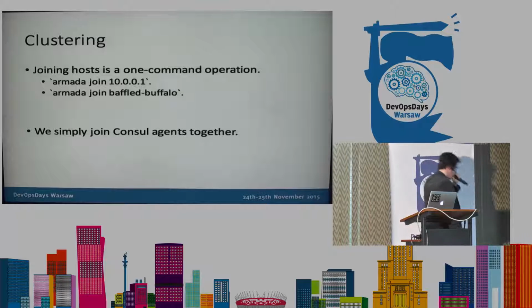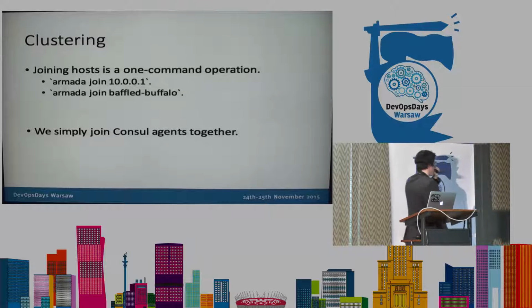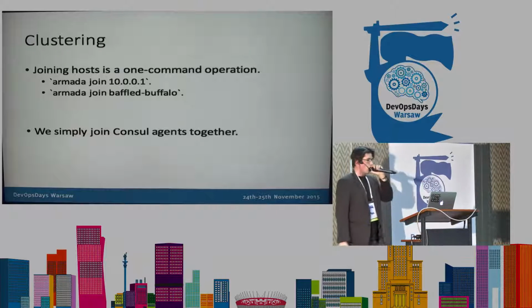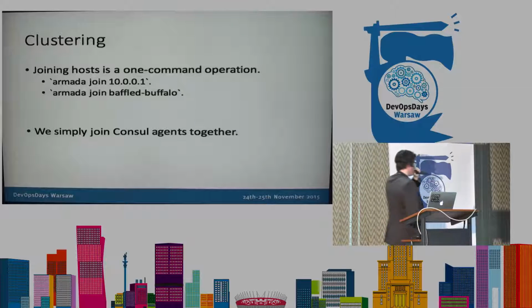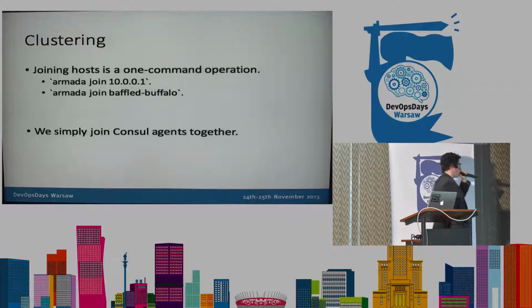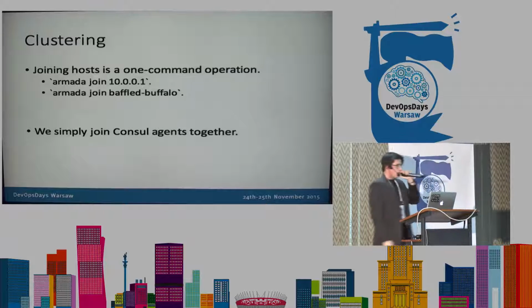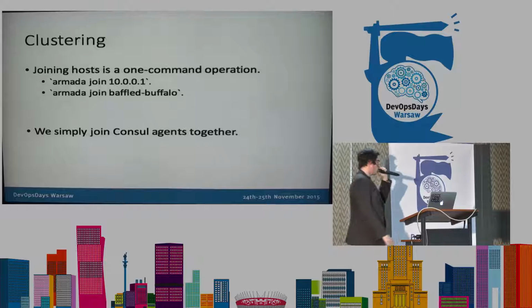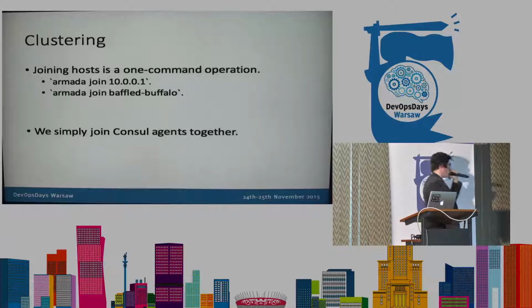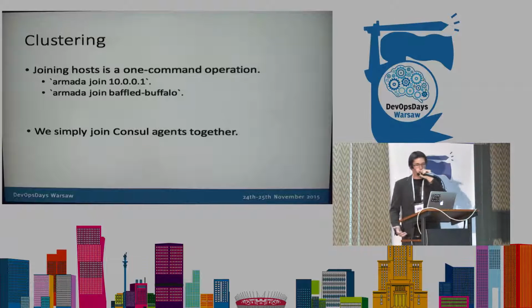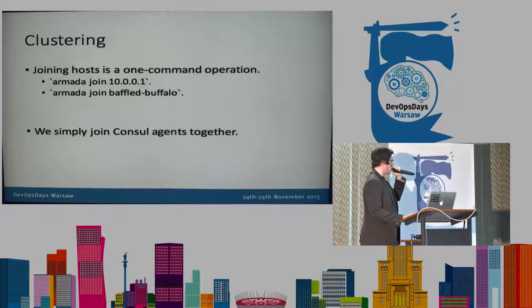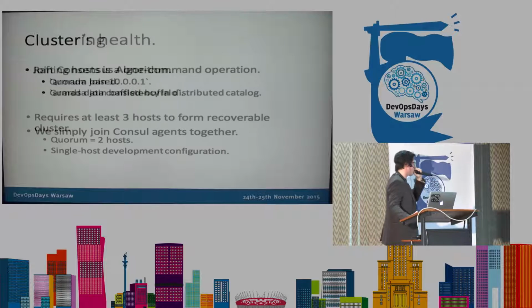This is just one common operation. You simply specify armada join and then the server name. So it's either your IP address or a host name, Buffalo, or whatever you fancy. And all it does is we simply join Consul data centers or agents together. And Consul thus keeps data intact for us.